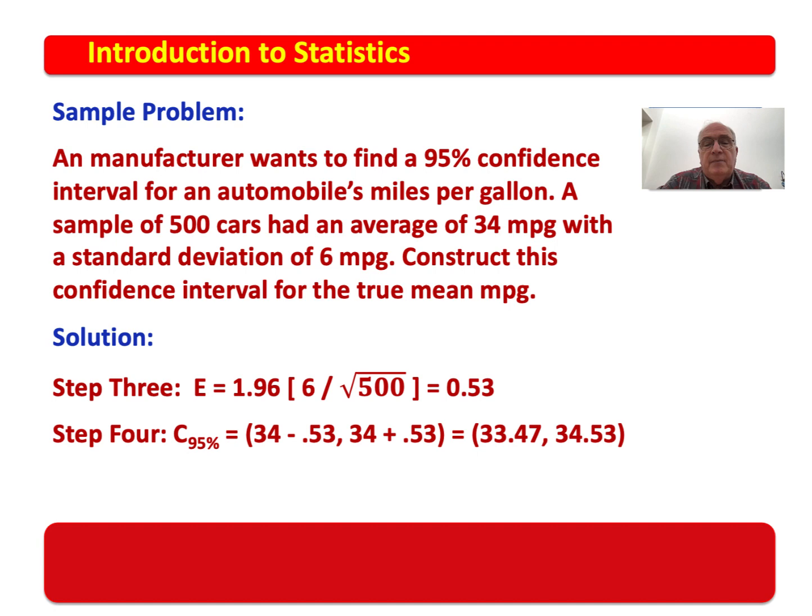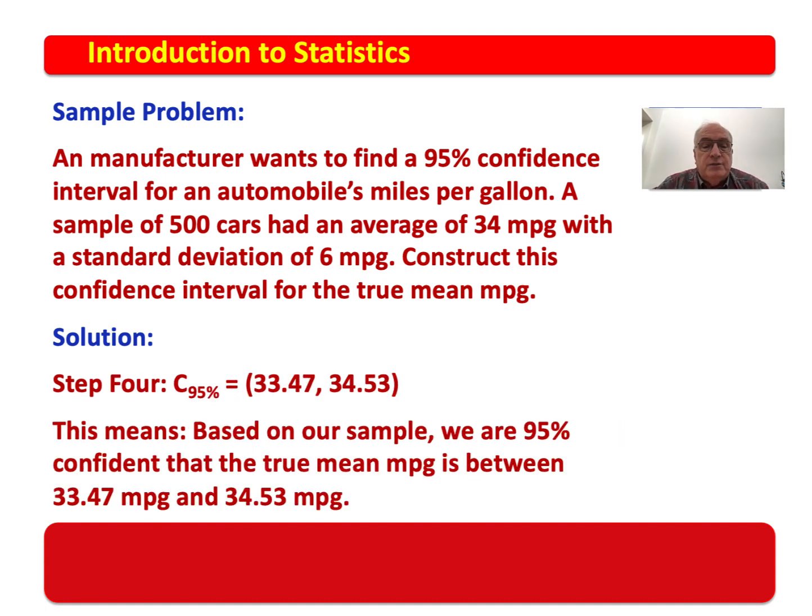Now let's think one step beyond this. Suppose the manufacturer claims that the real miles per gallon is 38 miles per gallon, and we do a 95% confidence interval, and we find that it's between 33.47 and 34.53. We know that 38 is not in the 95% confidence interval, and we would then reject the manufacturer's claim. This means that based on our sample, we are 95% confident that the true mean miles per gallon is between 33.47 miles per gallon and 34.53.